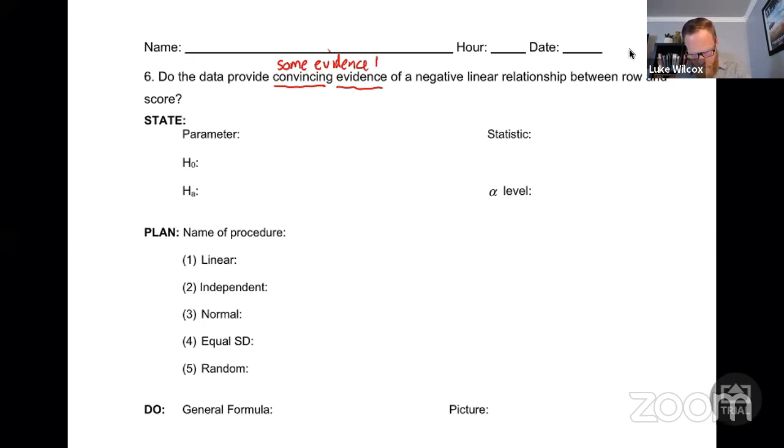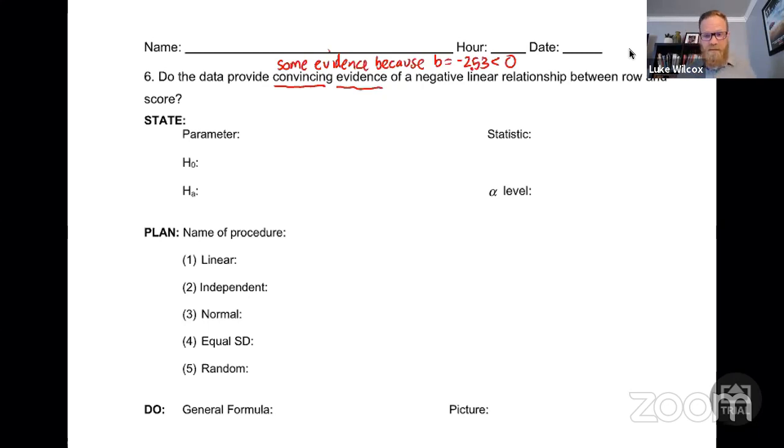So I'm going to say some evidence because the slope value, which was negative 2.53, is negative, right? It's less than 0. So that's telling me that I do have some evidence. But maybe that slope value of negative 2.53 happened purely by chance just because of the random assignment, and row doesn't really have any relationship with exam score. So in order for us to check whether we have convincing evidence, this is why we need a significance test, right? This is what we need the p-value for, to be able to make a decision about convincing evidence. So let's jump right in.